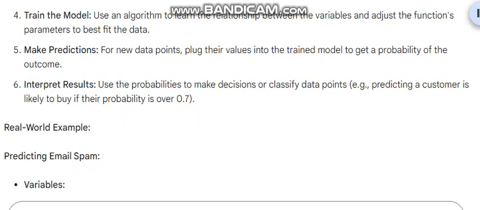5. Make predictions. For new data points, plug their values into the trained model to get a probability of the outcome. 6. Interpret results. Use the probabilities to make decisions or classify data points, e.g., predicting a customer is likely to buy if their probability is over 0.7.